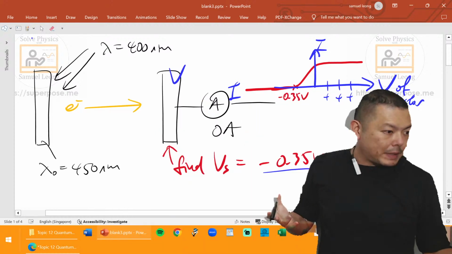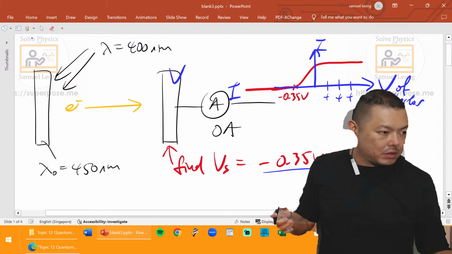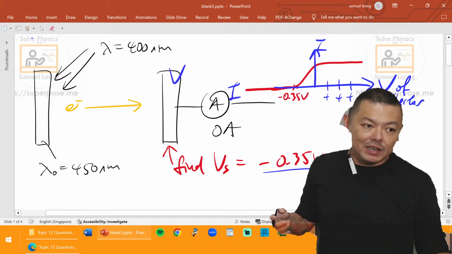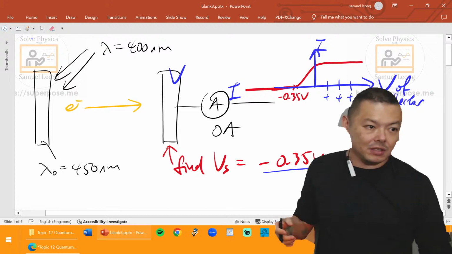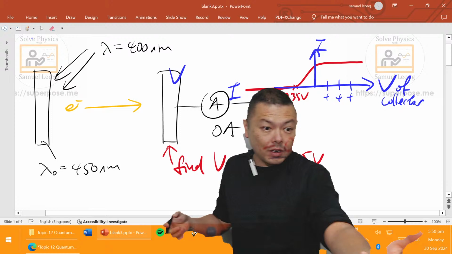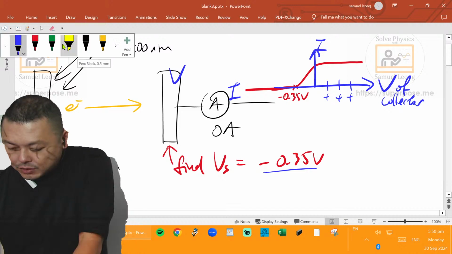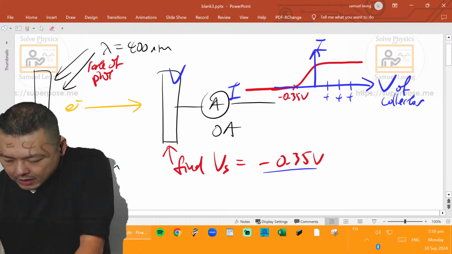I don't like the word intensity. I really don't like it. Why? Because that is a bad habit taught by your teachers. They just tend to say the word intensity. But what's it caused by? The rate of photons. The key phrase here is the rate of photons, which is limited.